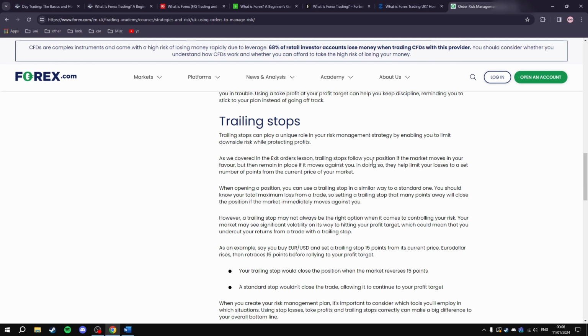In doing so, they help limit your losses to a set number of points from the current price of your market. When opening a position, you can use a trailing stop in a similar way to a standard one. You should know your total maximum loss from a trade, so setting a trailing stop that many points away will close the position if the market immediately moves against you.